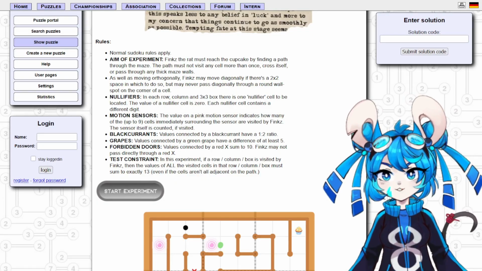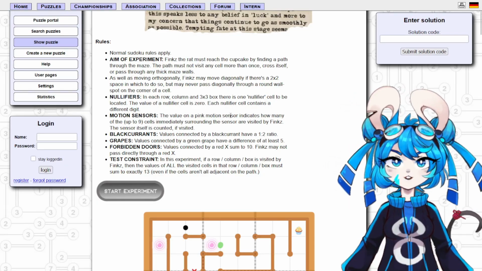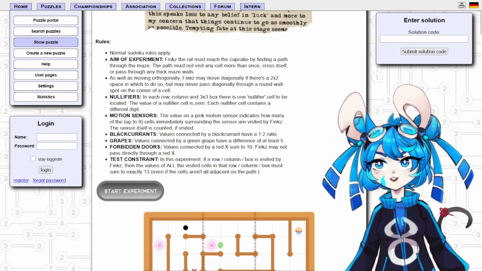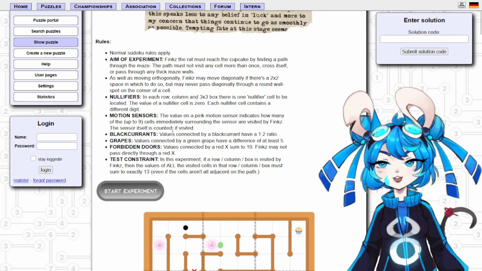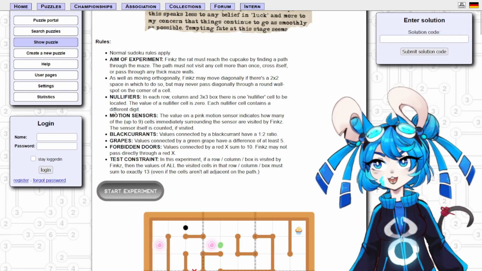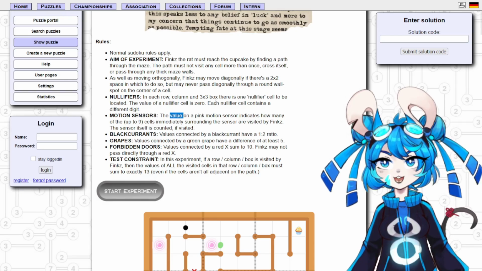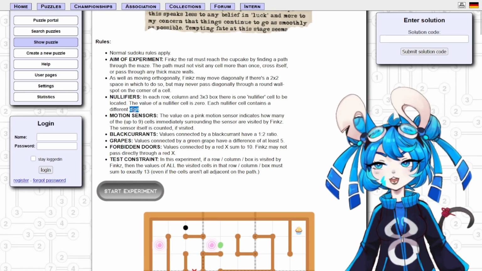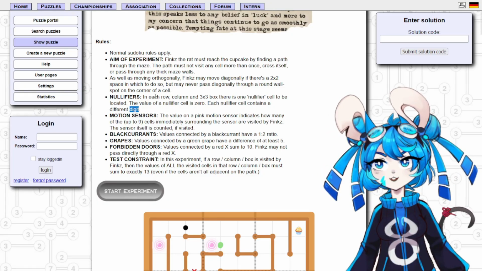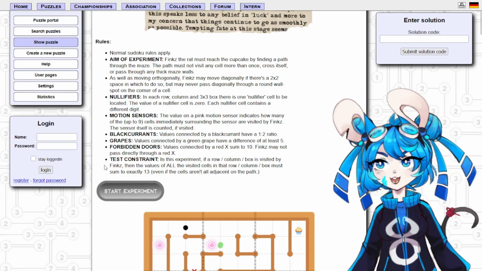So there are some cells that look like a certain number, but they count as 0 for the purposes of any numerical constraints. Motion sensors. The value on a pink motion sensor indicates how many of the up to 9 cells immediately surrounding the sensor are visited by Finks. The sensor itself is counted if visited. So technically, if we have a nullified motion sensor, then it could be a 0, because here it says the value, and this is the value rather than the digit. That is a very important distinction to make when looking at these modified cells.